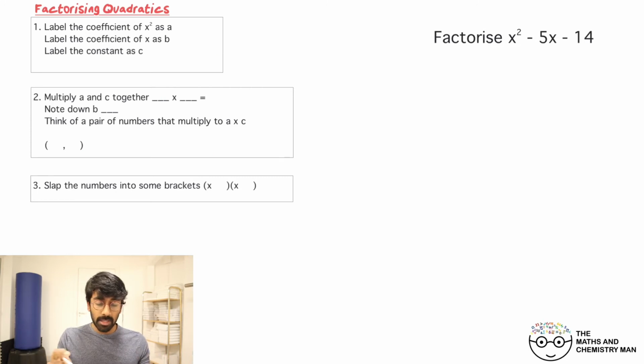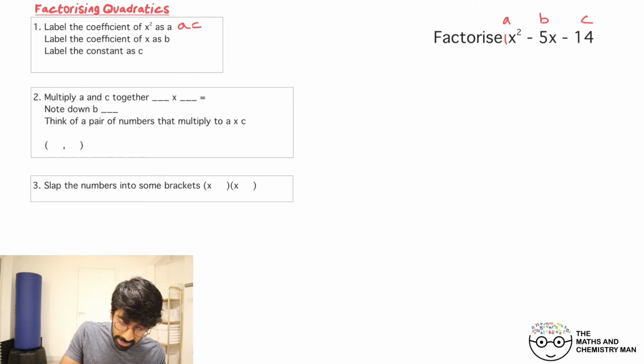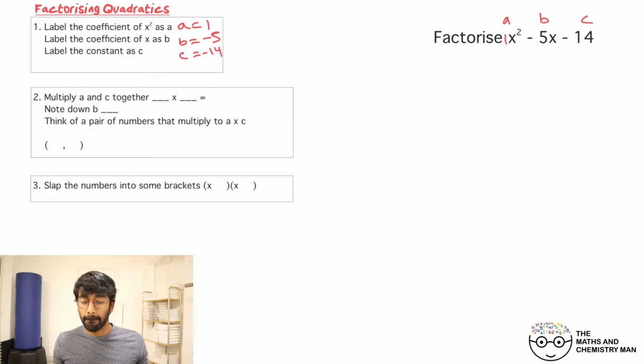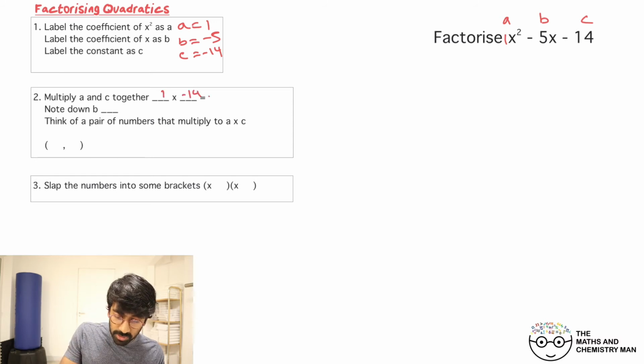Same with this one here. Let's get those labels on again. So a, b, and c. A is equal to 1, so we put a equals 1, b equals minus 5, and c equals minus 14. There we go. Multiply a and c together. So 1 times minus 14 is minus 14. Note down what b was.